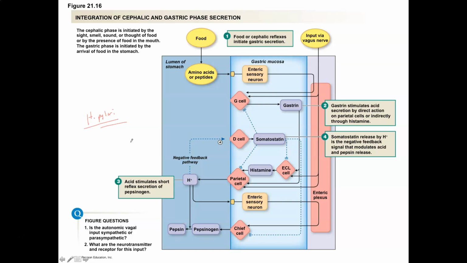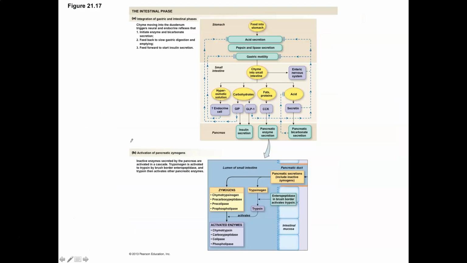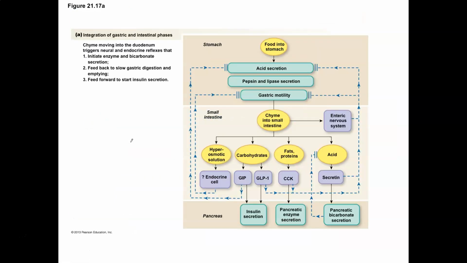These are medications that can inhibit the production of hydrochloric acid in the stomach and therefore control acid production. The last phase that we want to look at is the intestinal phase. The intestinal phase is basically slowing down the stomach so that the intestines have time to do their job.